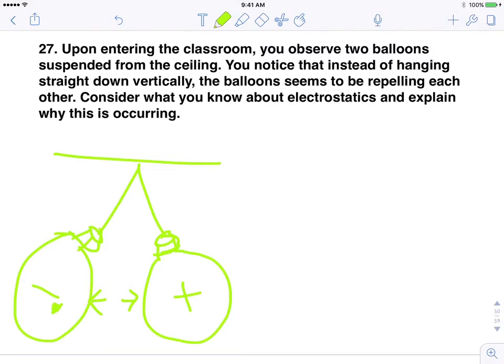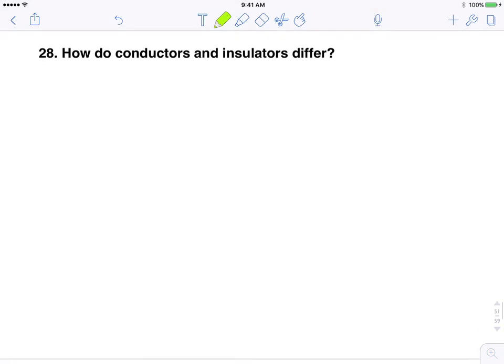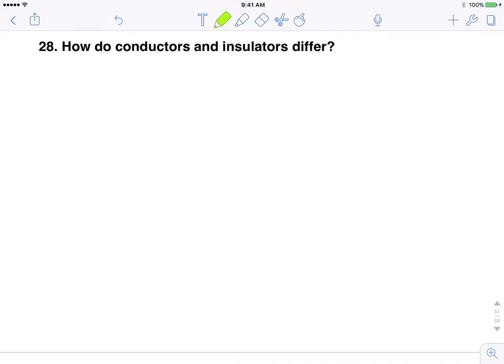All right, next problem. Number 28. How do conductors and insulators differ? Well, it's how freely the electrons flow.